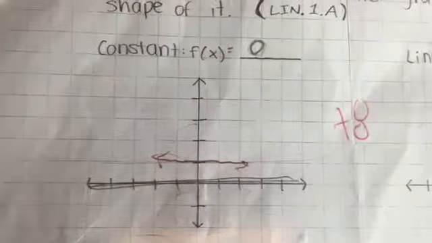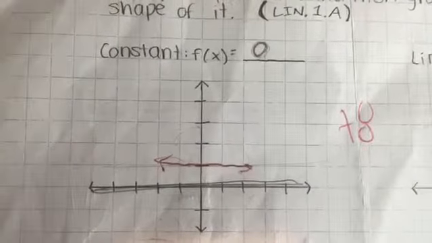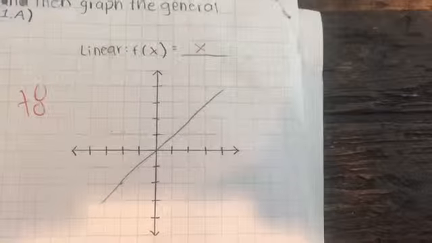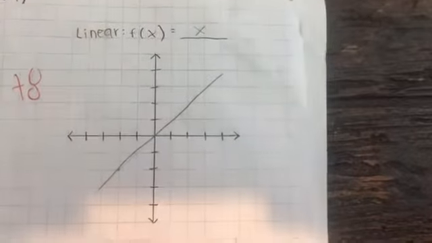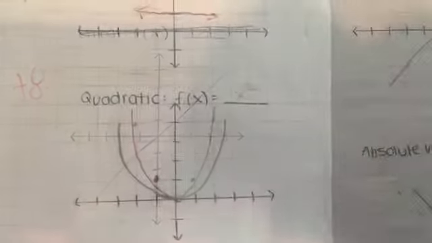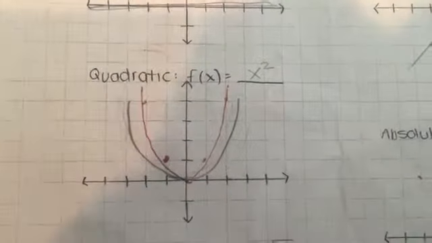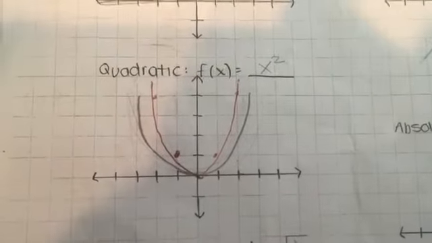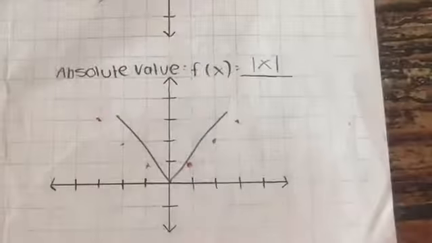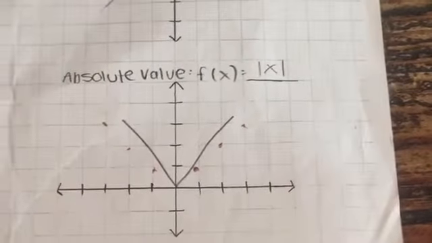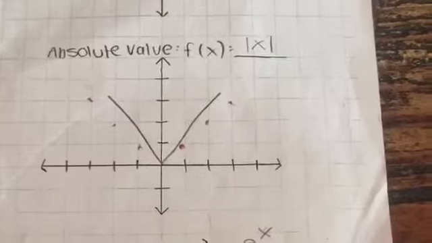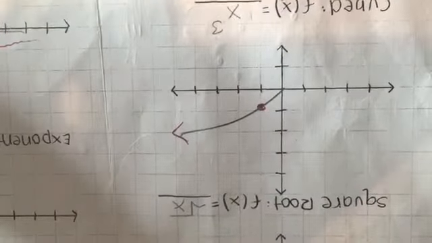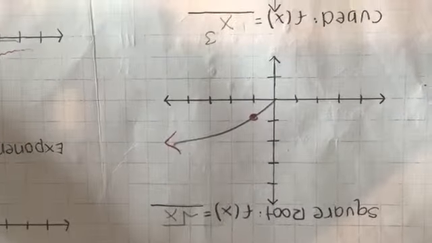When f of x is equal to 0, the parent function is constant, as you can see in the graph right here. When f of x is equal to x, the parent function is linear, as you can see in this graph. When f of x is equal to x squared, the parent function is quadratic, as you see in this graph. When f of x equals absolute value of x, the parent function is absolute, as shown in the graph. When f of x equals square root of x, the parent function is square root, as shown in the graph.